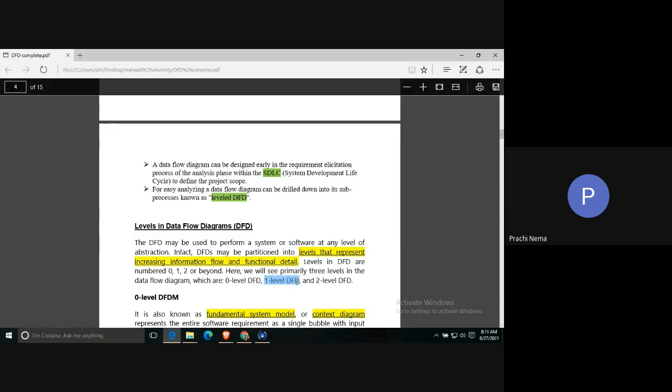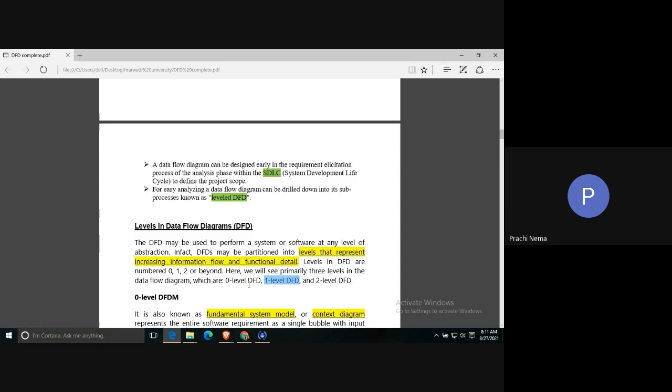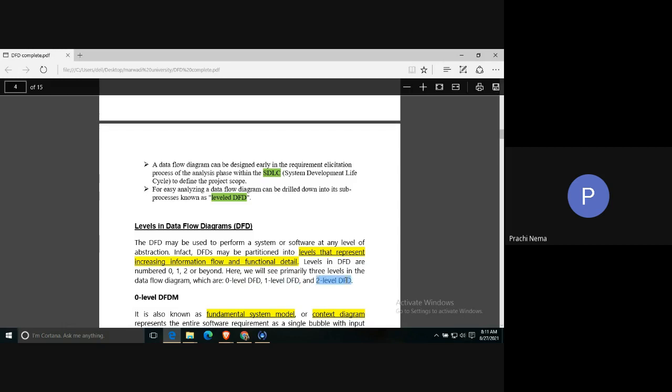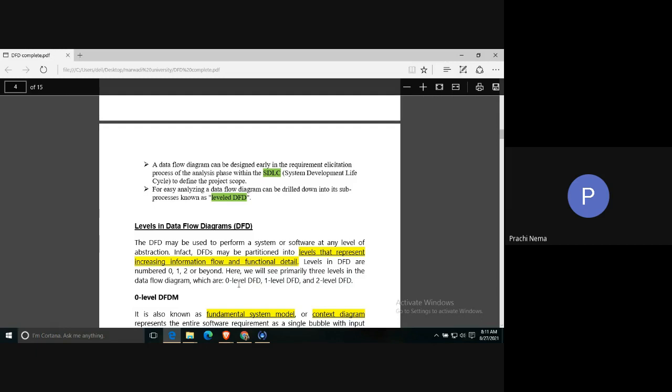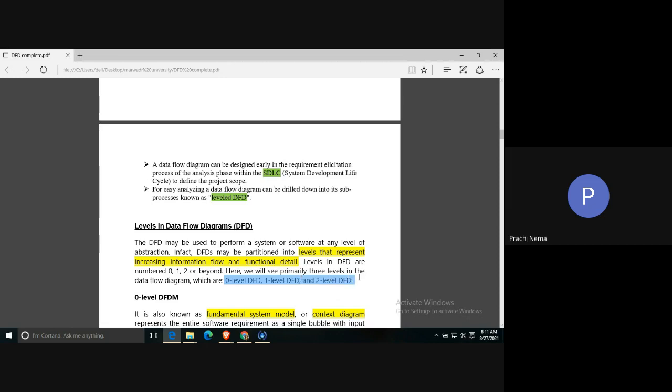Then comes the one level DFD. It would have more details in comparison to the zero level DFD. Then will come the two level DFD. It will have even more detail. So details will keep on increasing when you move from level 0 to 1 to 2. So 0 level has the least detail, 1 level has more detail, 2 level has even more detail. The complexity will increase, details will increase, and more information will be included.